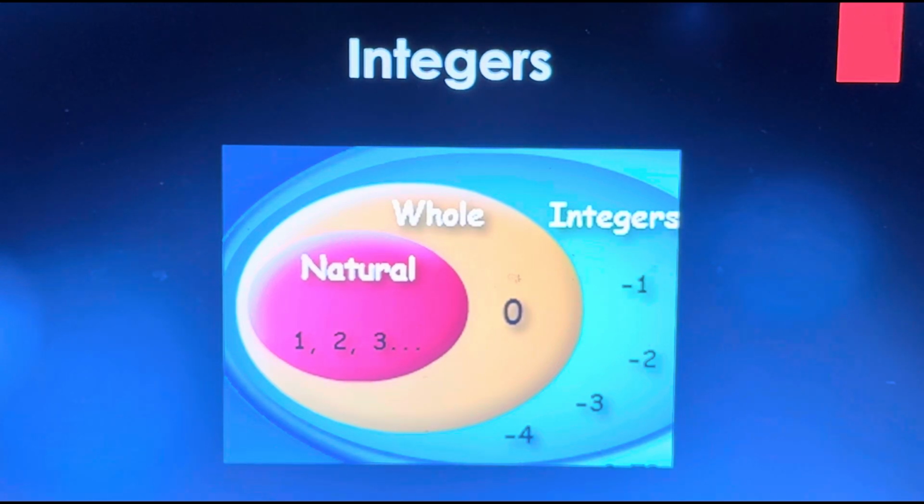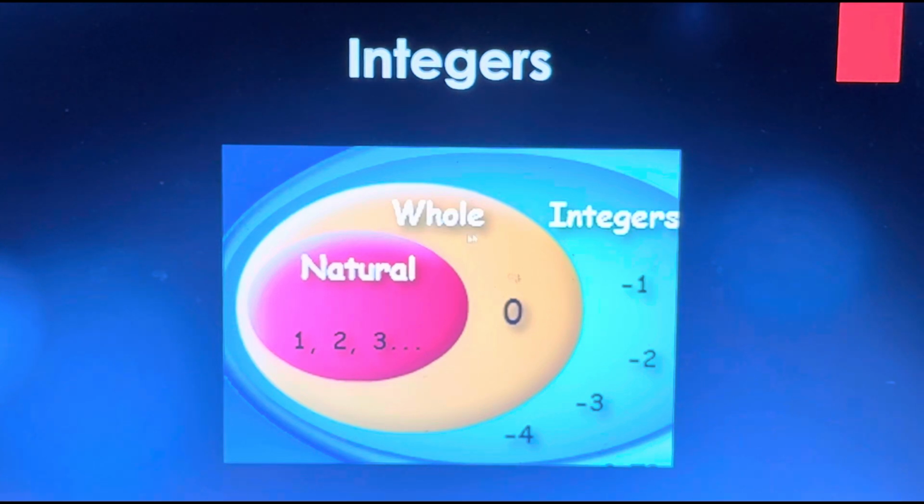Okay, so in today's video, I'm going to cover chapter number 1, that is integers, right? Before we know what are integers, we'll recap what we have already learned, the natural numbers. Can you see the diagram, the Venn diagram? Here, natural numbers. Natural numbers are the counting numbers. So 1, 2, 3, 4 till infinity.